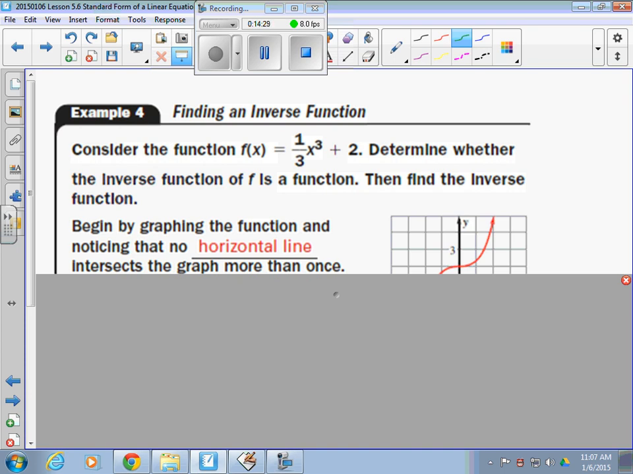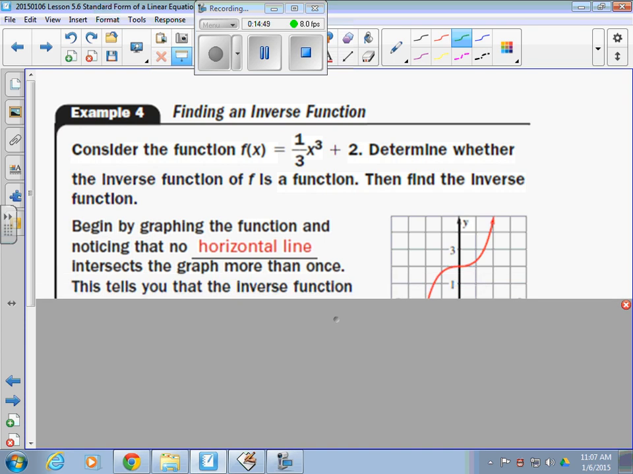Okay, example number 4 says finding an inverse function. It says consider f of x equals 1/3 times x to the 3rd plus 2. It says determine if the inverse is a function. Remember, if it's a function, it's going to pass the horizontal line test. So begin by graphing the function and notice no horizontal line intersects the graph more than once.